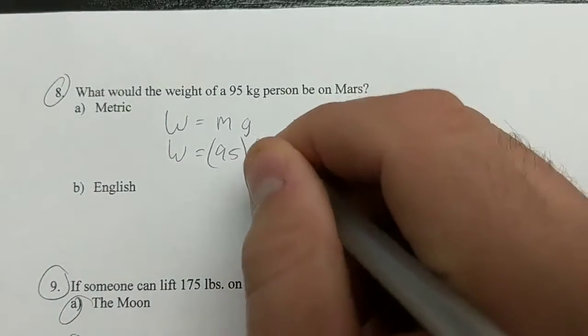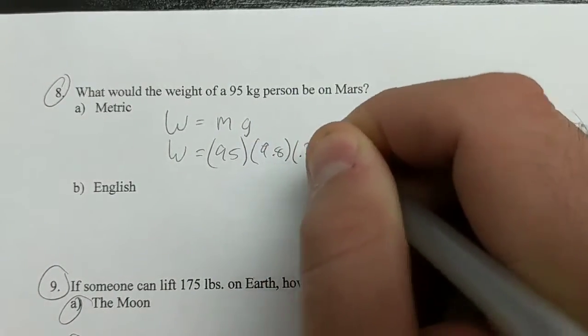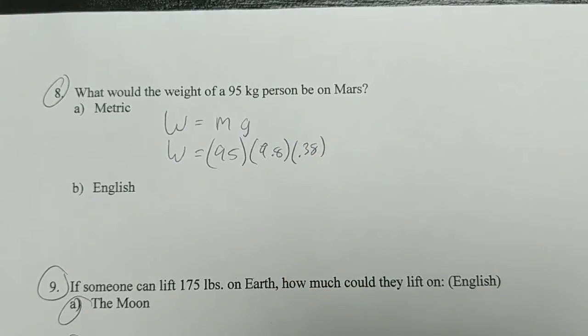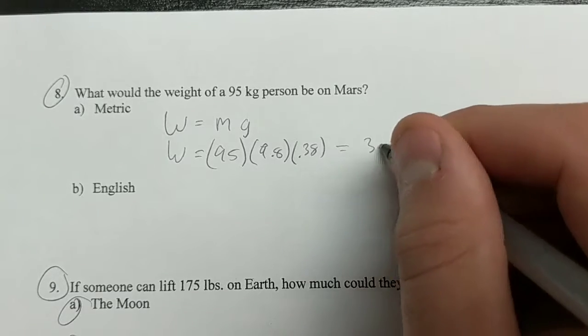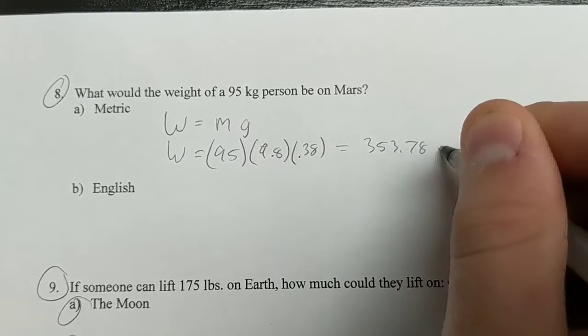So you're going to take Earth's gravity, 9.8, and you're going to multiply it by 0.38. That gets you that 38% of the gravity. So your weight on Mars would be 353.78 newtons.